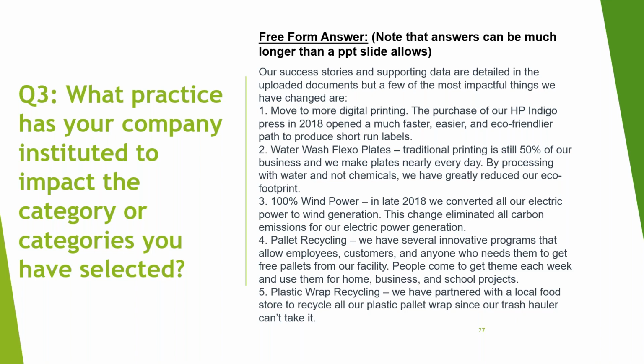They were able to be more eco-friendly when producing short-run labels. They also moved to 100% wind power. They converted all of their electric power to wind generation and eliminated all carbon emissions for their electric power generation. And they also implemented plastic wrap recycling. They partnered with a local food store to recycle all their plastic pallet wrap since the trash haulers could not take it. So you can see as we've progressed through the different levels of awards, they've gotten more robust.